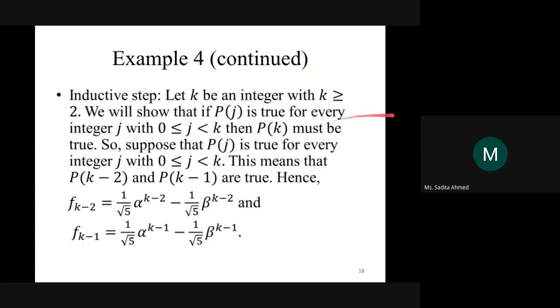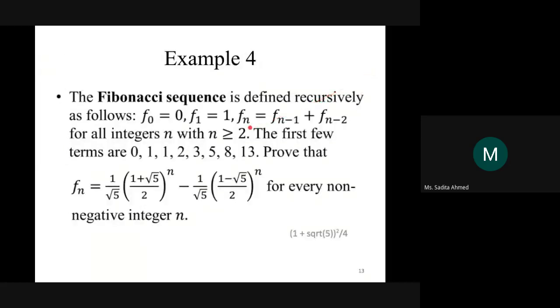Why must k be greater than or equal to 2? Remember, we are using the recursive definition. We are going to utilize the recursive definition. If k is less than 2, that would be a problem. For example, fn is equal to fn minus 1 plus fn minus 2. Assuming that in this equation, this n will never be less than 2. So we are going to use this recursive definition.